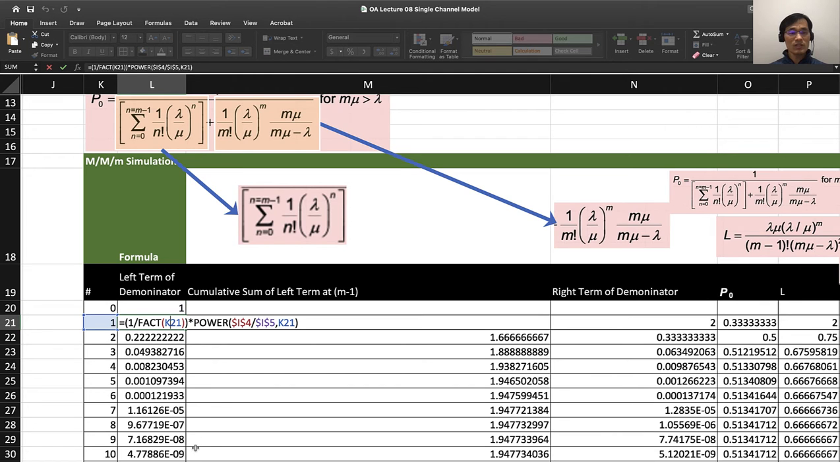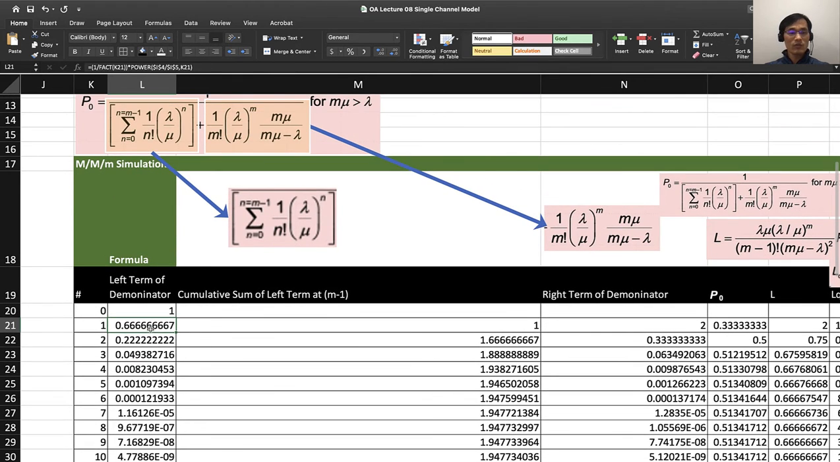And the second one, in the same way, what I did was I used the dollar sign to fix lambda and mu, and K21, well, n keeps on changing, so I left it as it is. And I just scrolled it down, or double clicked on this square, then it will copy all the way down, and therefore I have these values over there.